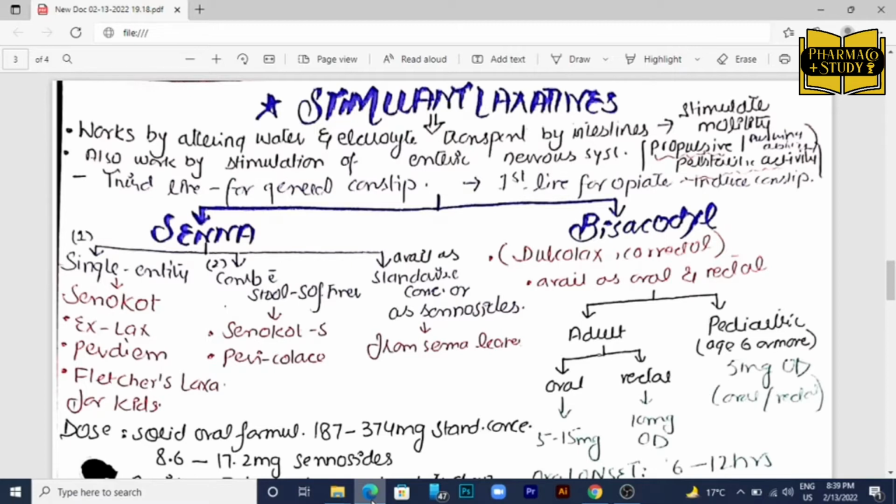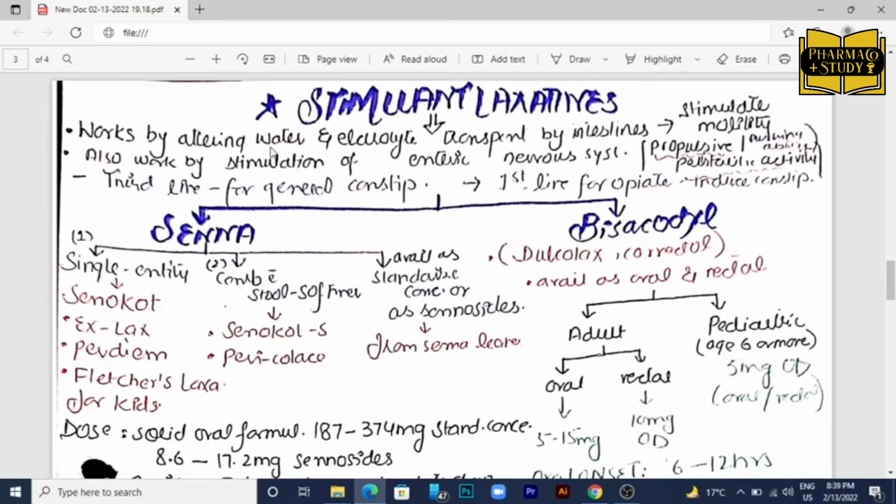Last time we discussed many classes of laxative drugs, which include the bulk-forming laxatives, stool softeners, and the saline laxatives. Now, in today's lecture, we will discuss the stimulant laxatives, which are the most important class of laxatives. As I have told you, they are third-line drugs for constipation, but for opioid-induced constipation, this class is the first-line drug.